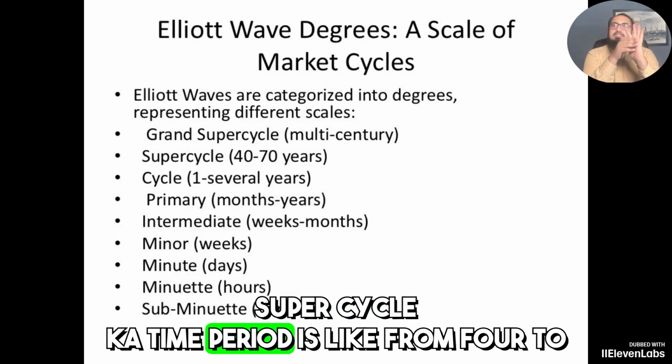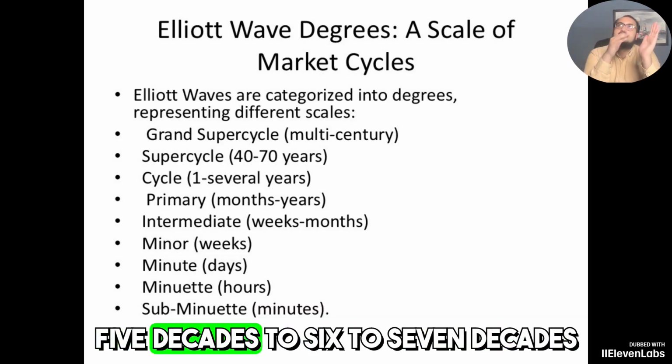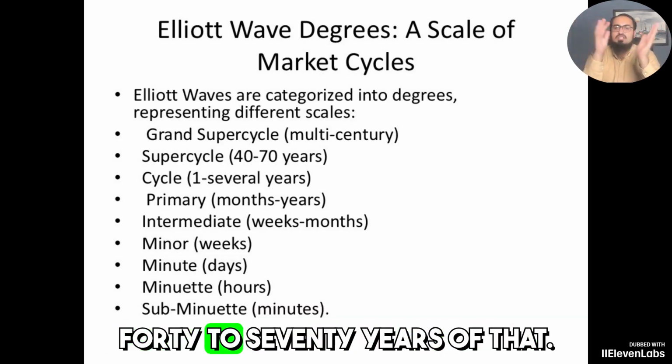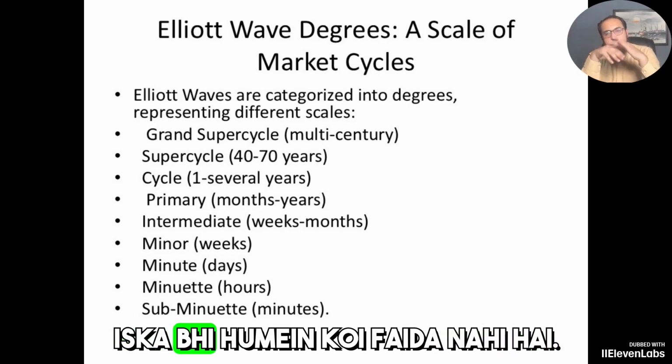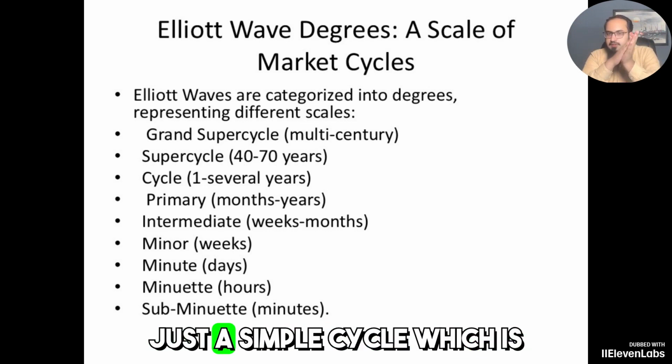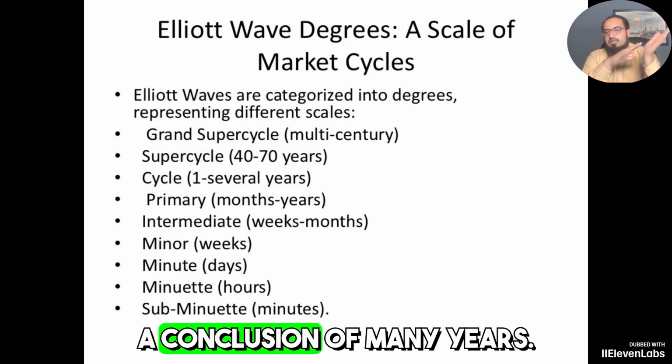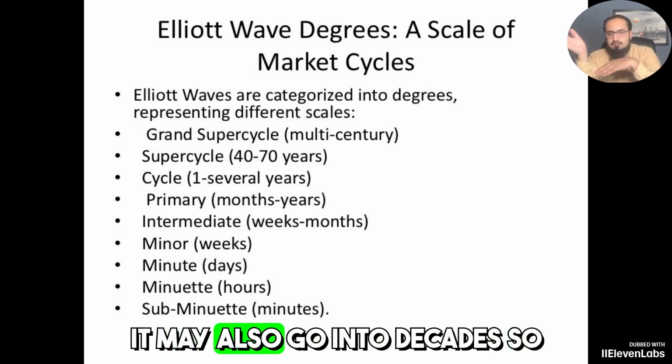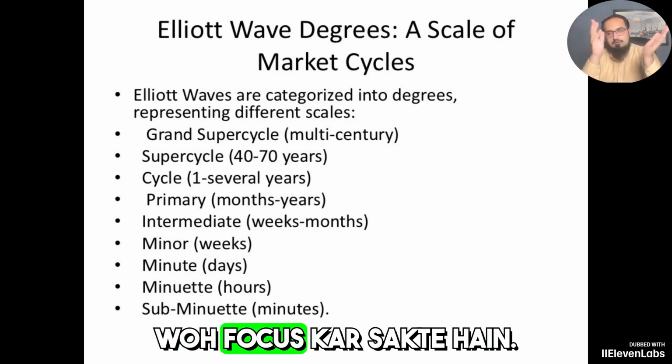The time period of the super cycle is from 4 to 5 decades to 6 to 7 decades, that is 40 to 70 years. So this also does not benefit us. So we move on to the cycle. Just a simple cycle, which is a conclusion of many years. It may also go into decades. They can focus on that.